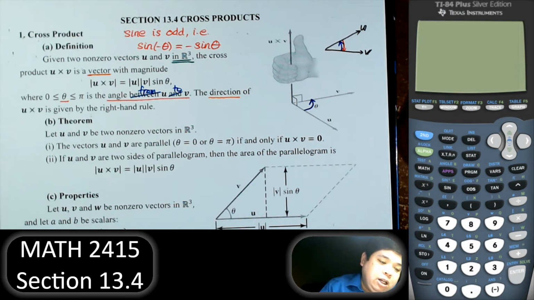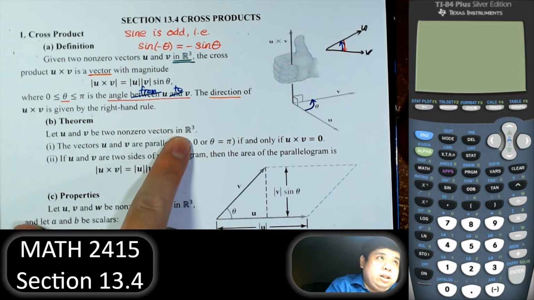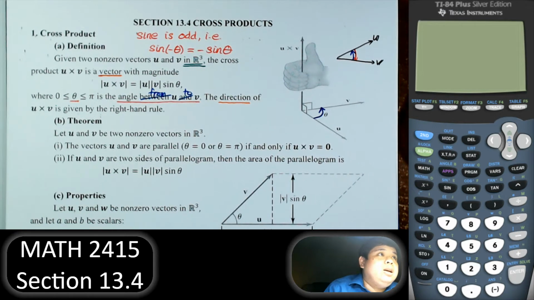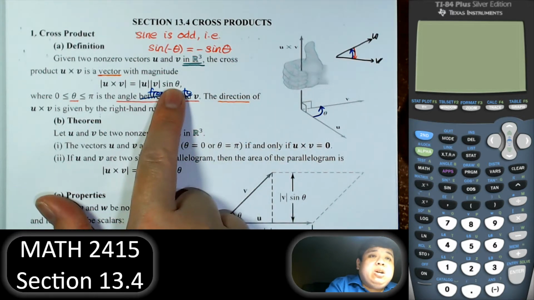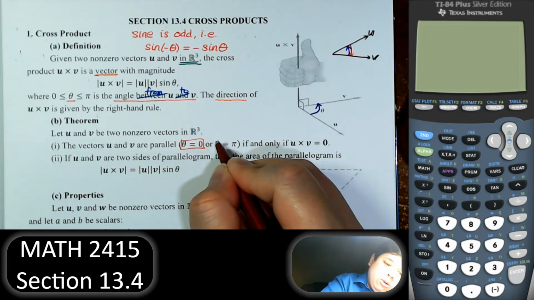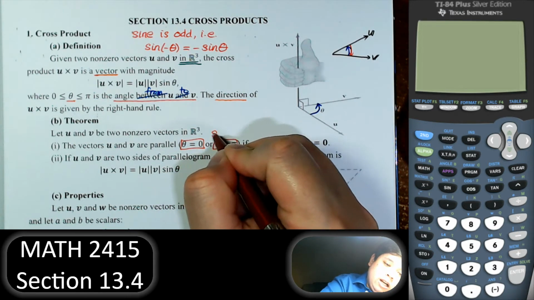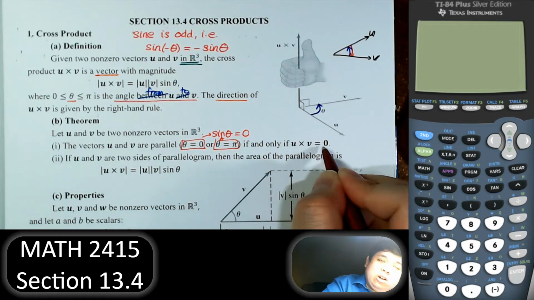Now let u and v be two non-zero vectors in R3. The vectors u and v are parallel if and only if the cross product is equal to 0. That makes sense, because sine of 0 degrees or sine of 180 degrees is equal to 0. Whether we have 0 or pi, sine of theta is going to be 0. That's why the cross product is equal to 0.